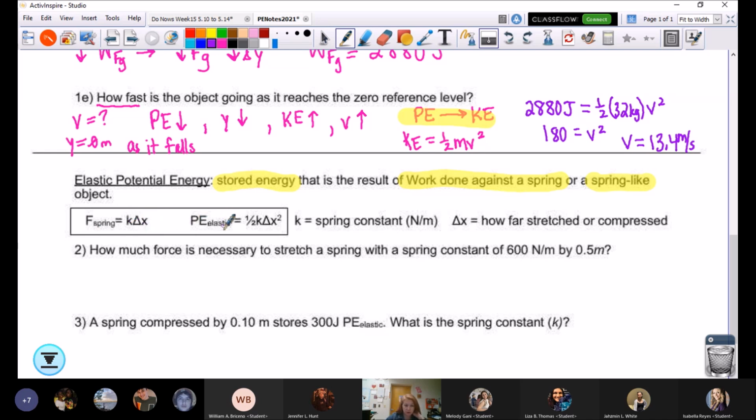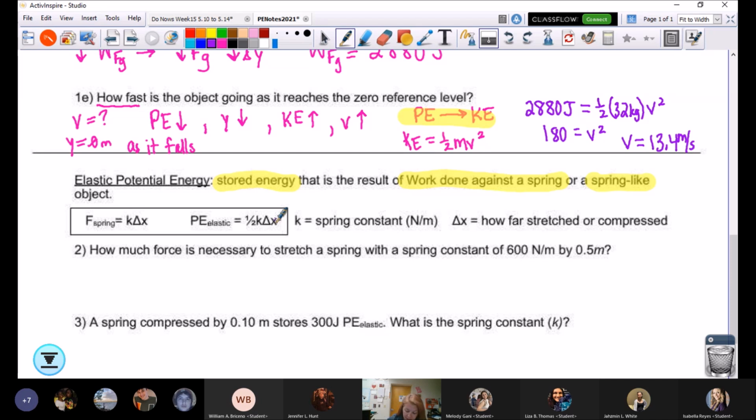And you can have vertical or horizontal displacement. It's allowed. You'll just treat the delta Y as a delta X. The potential energy is found by doing 1/2 times the K times delta X squared. And you're wondering, what is K? K is the spring constant.